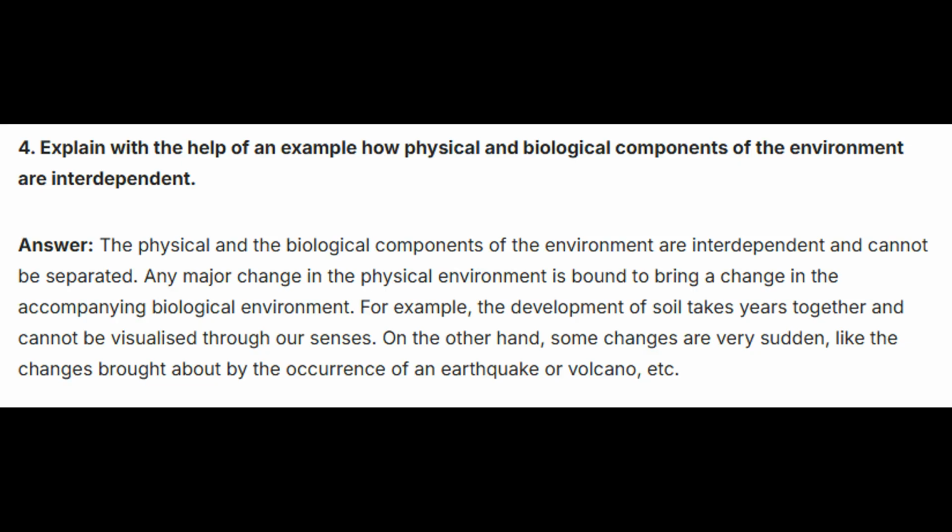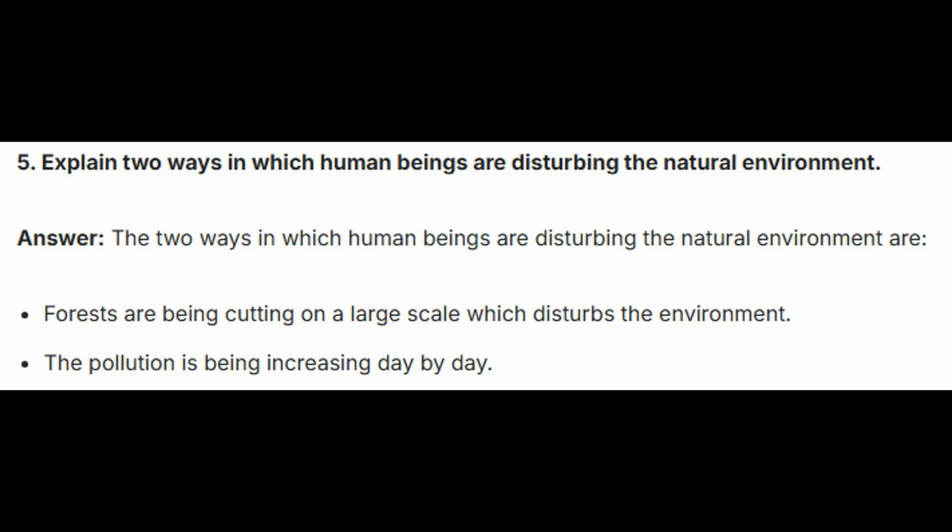Fourth, explain with the help of an example how physical and biological components of the environment are interdependent. Answer: the physical and the biological components of the environment are interdependent and cannot be separated. Any major change in the physical environment is bound to bring a change in the accompanying biological environment. For example, the development of soil takes years together and cannot be visualized through our senses. On the other hand, some changes are very sudden, like the changes brought about by the occurrence of an earthquake or volcano, etc.